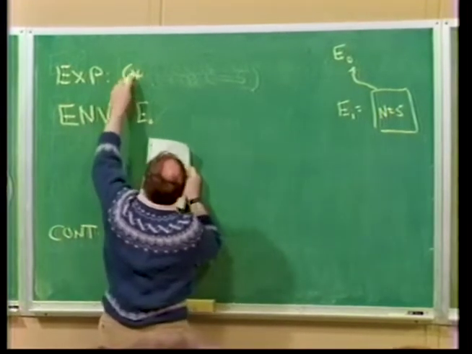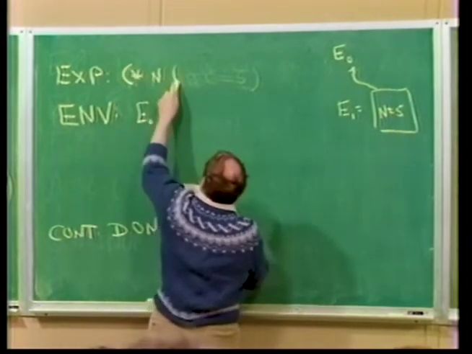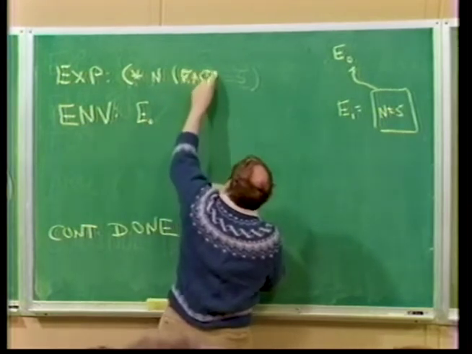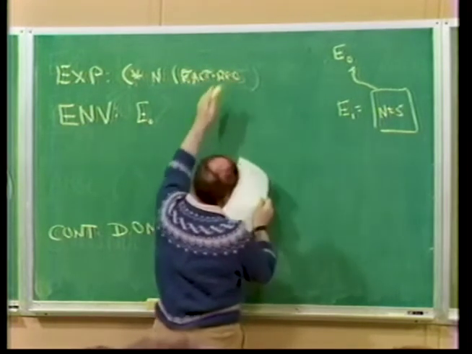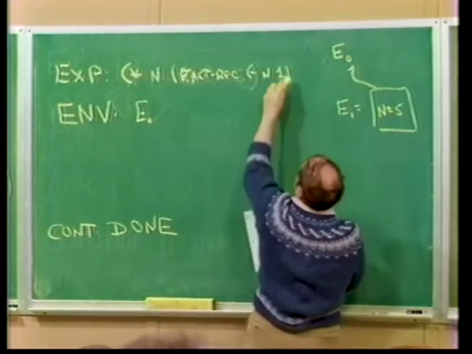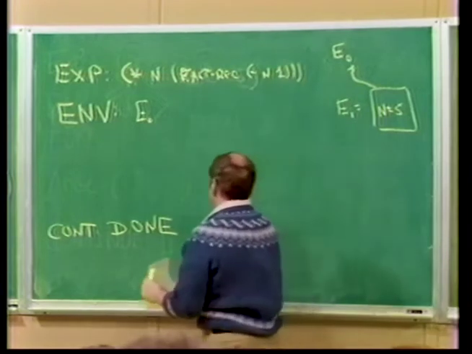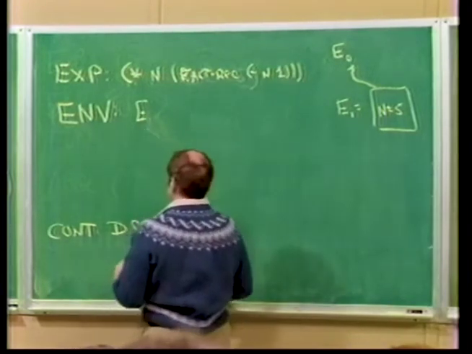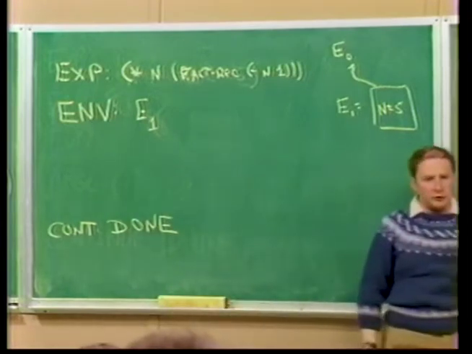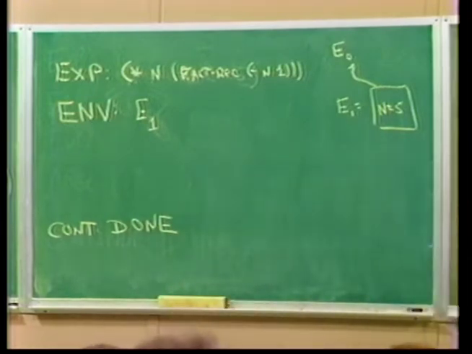thing reduces to times n of recursive factorial of n minus 1 in the environment E1. Okay, so the original expression now is going to reduce to evaluating that expression.